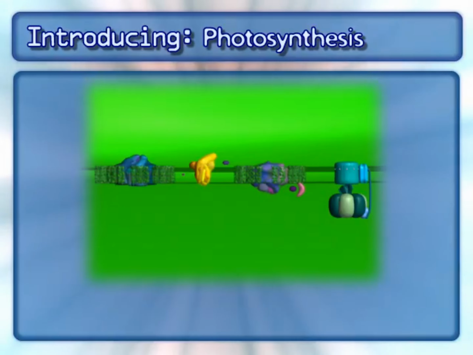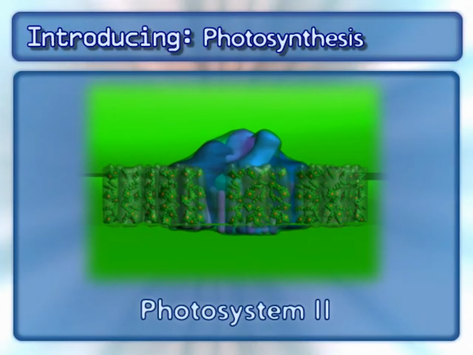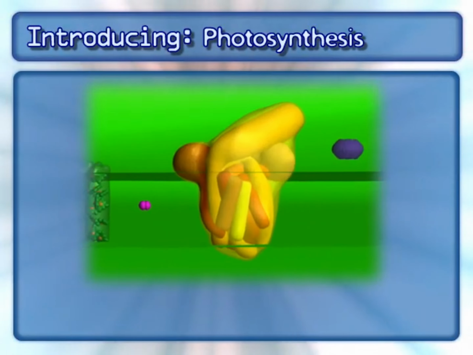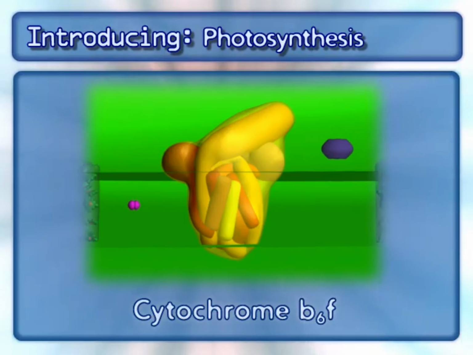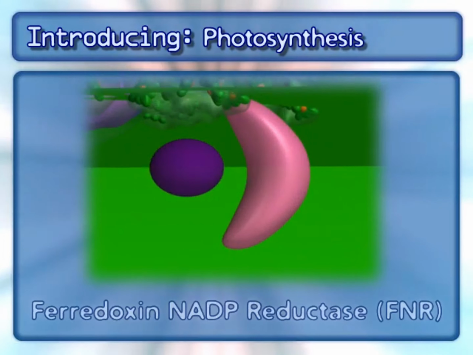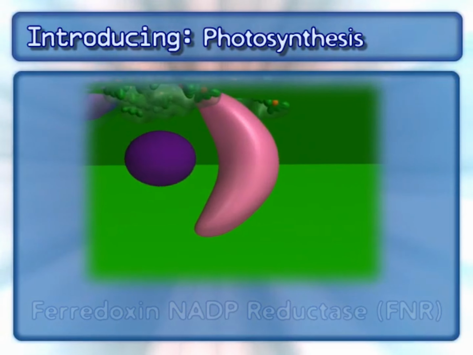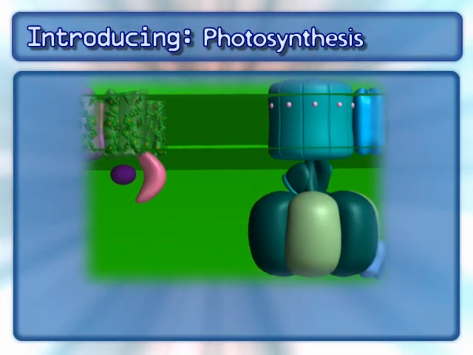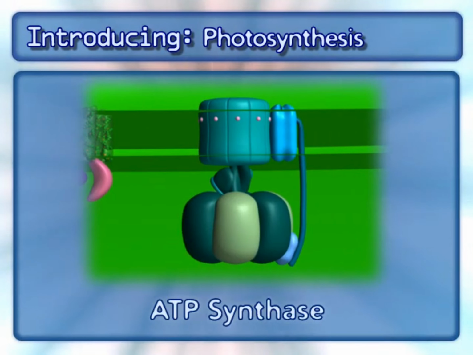Electron transport chain. Photosystem II, cytochrome B6F, Photosystem I, ferredoxin NADP reductase, and the complex that makes ATP, ATP synthase.